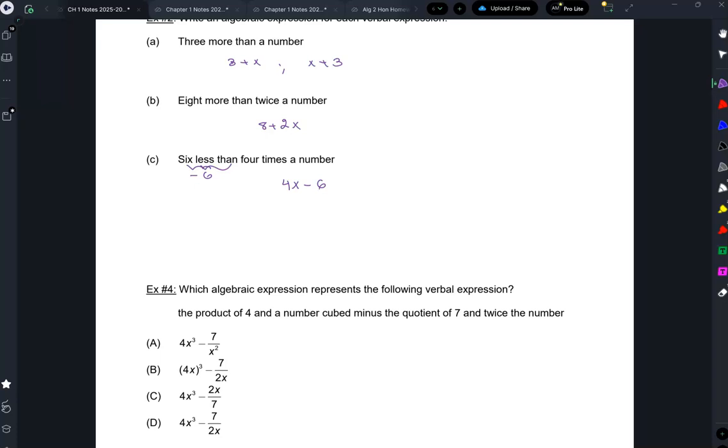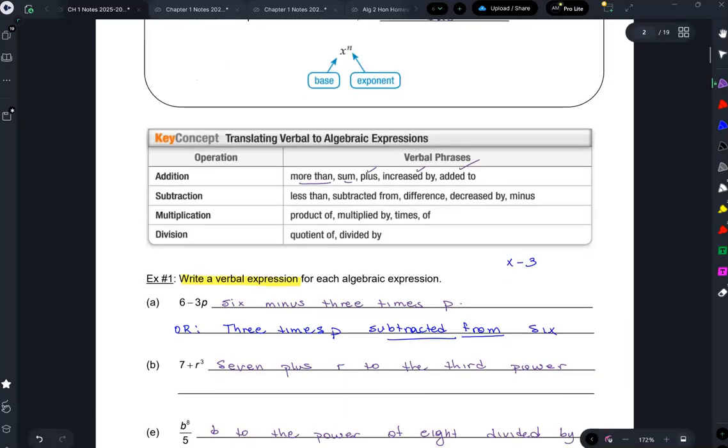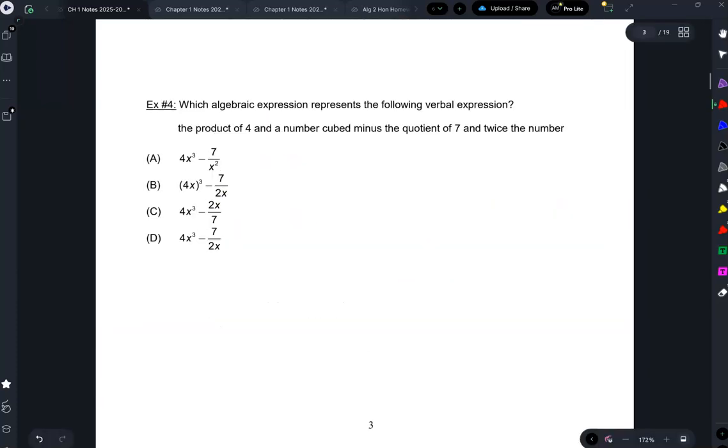Now, let's go up here. If you have the difference of, then you have to keep the same order. So if you have the difference of 6 and x, 6 minus x. You have to keep that order. Okay. So here we go.